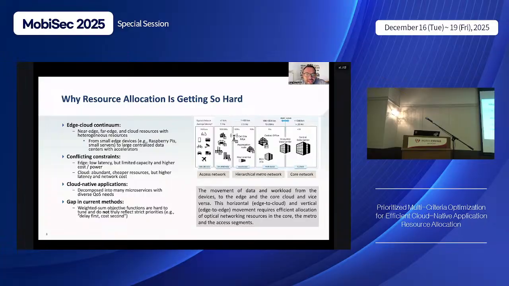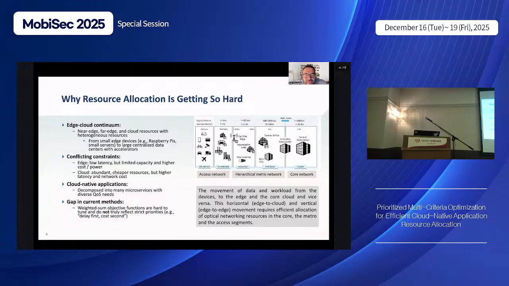Let's begin with the challenge at hand. We are witnessing a shift toward the edge cloud continuum. It is no longer a flat, homogeneous environment, it's a hierarchical infrastructure. At the periphery, we have the near edge, which is the layer populated by diverse resources with limited capacities like Raspberry Pis, NVIDIA Jetsons, or Cloudlets. They offer minimal latency for real-time processing, but they are expensive to operate per unit and have limited capacity.